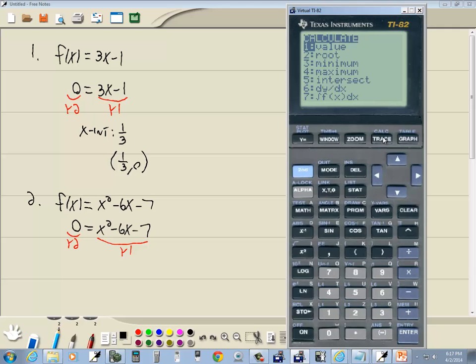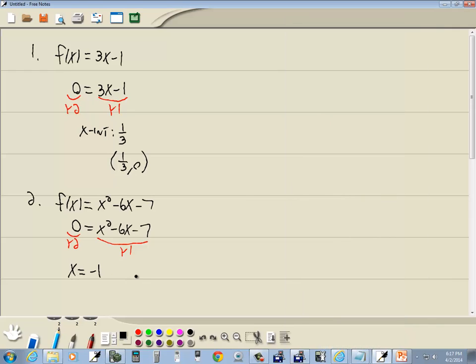We'll do second trace. I'm going to press 5 for intersect. And our answer is where it crosses the x-axis. Looks like -1 and, I don't know, 7. Anyway, it's asking us for first curve, we do enter. Asking us for second curve, we do enter. Now for the guess, we want to use our arrow keys and move the flashing cursor over closer to the one we're trying to find. So it's right there, so I'll go ahead and press enter. And that tells us that our first one is x equals -1.